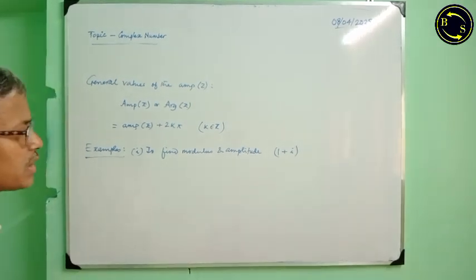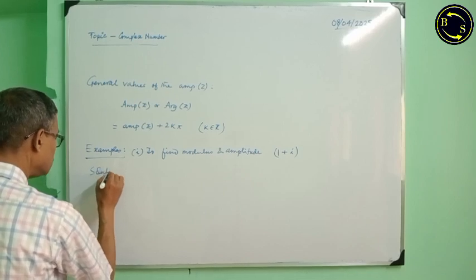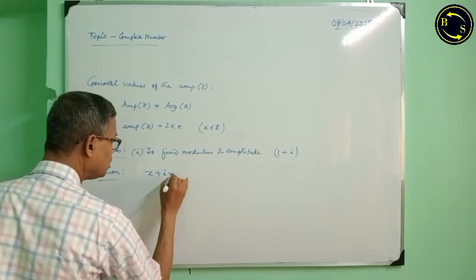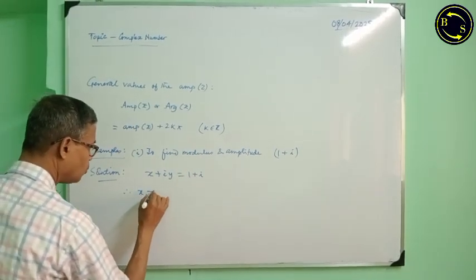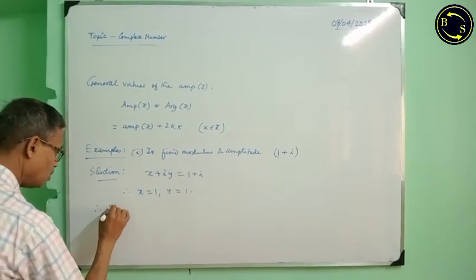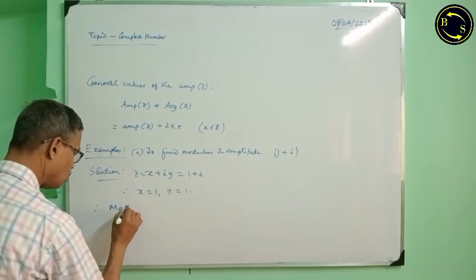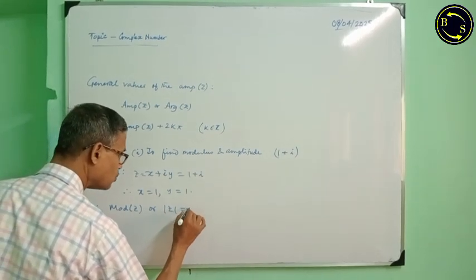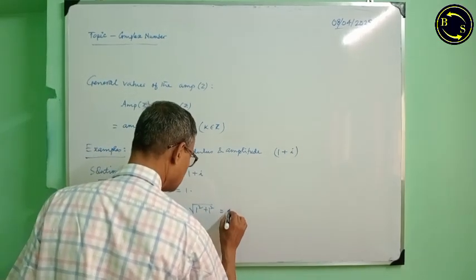We are going to find the modulus and amplitude of 1 plus i. Writing it as x plus iy, we have 1 plus i. Therefore, x equals 1, y equals 1. If I call it z, then mod z is root over 1 squared plus 1 squared, that is root 2.